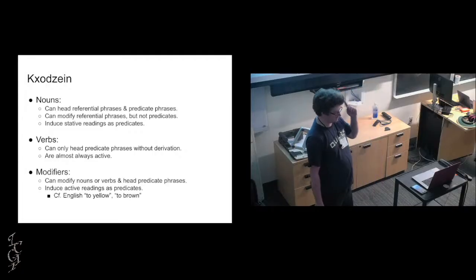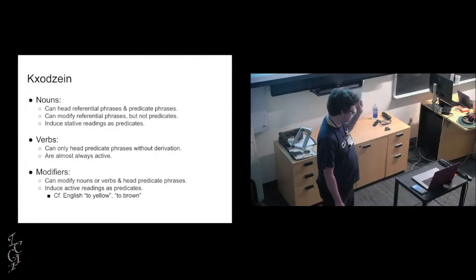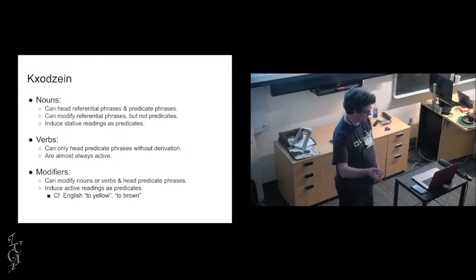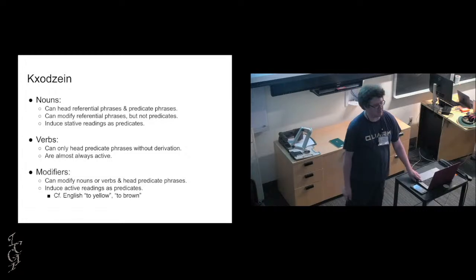Again, I can justify this by referring to English. When we zero derive adjectives into predicates, then most of the time they actually do turn out to be inceptive, as in to yellow, as in, you know, to yellow meaning to turn yellow with age, or to brown, like to brown meat in a pan.